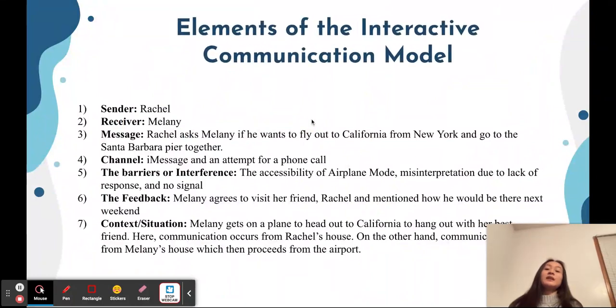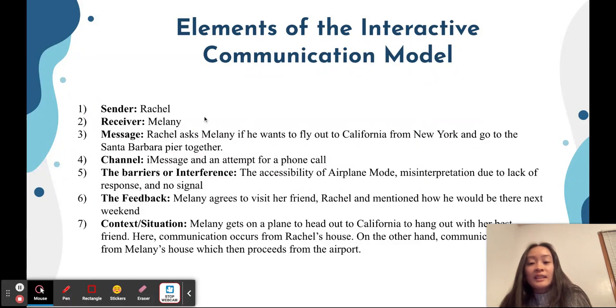Okay, with that enactment of that scenario, the elements of the interactive communication model are demonstrated. The sender here is Rachel, the receiver Melanie. The message is Rachel wants to know if Melanie would fly out to California from New York so they can hang out and go to the Santa Barbara Pier together.